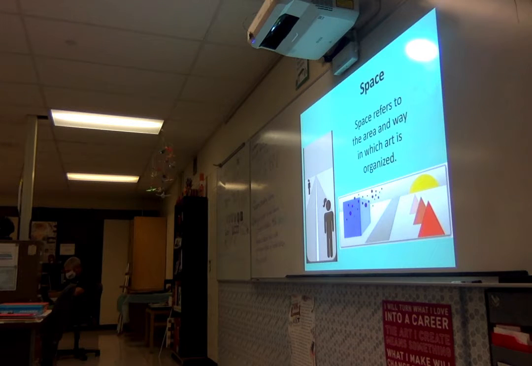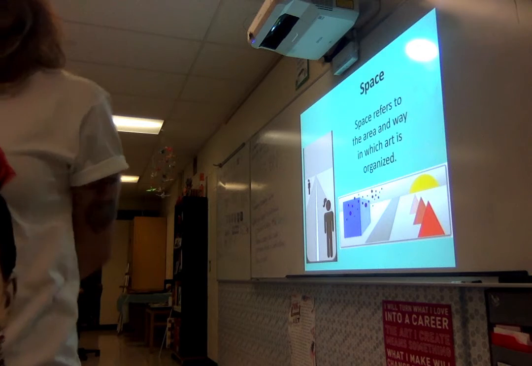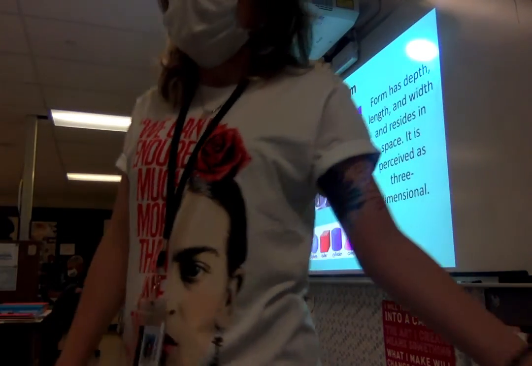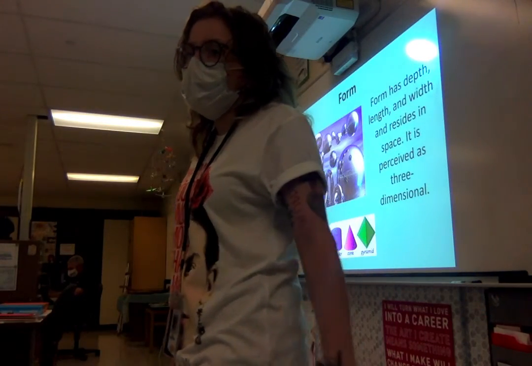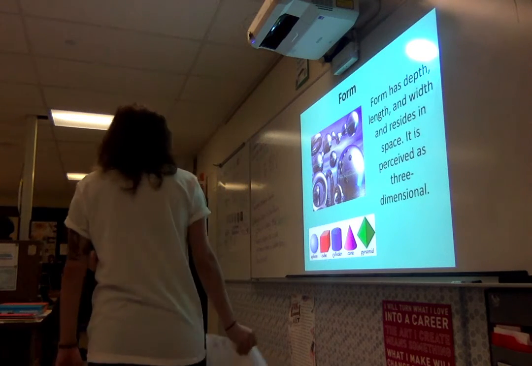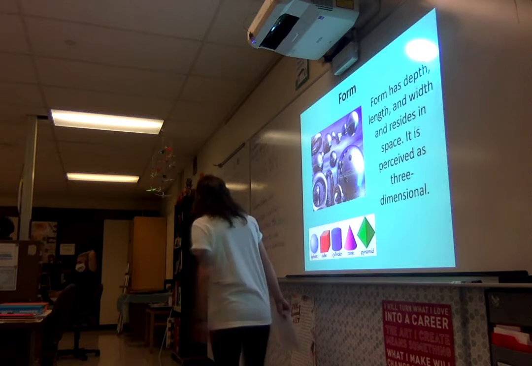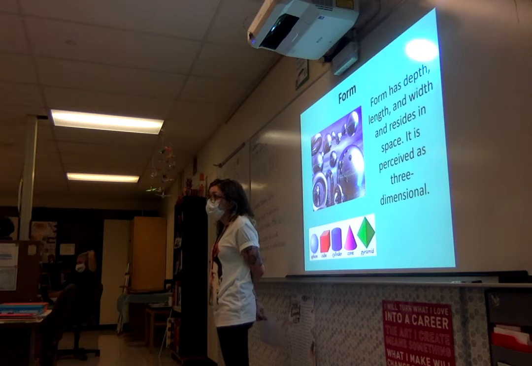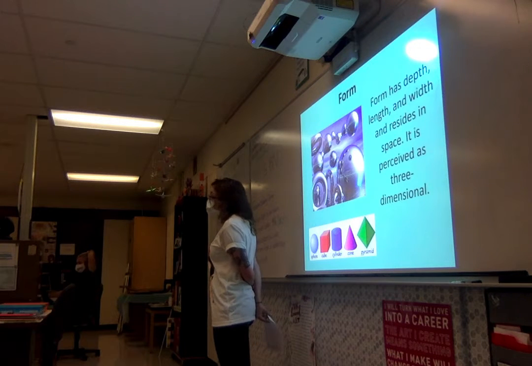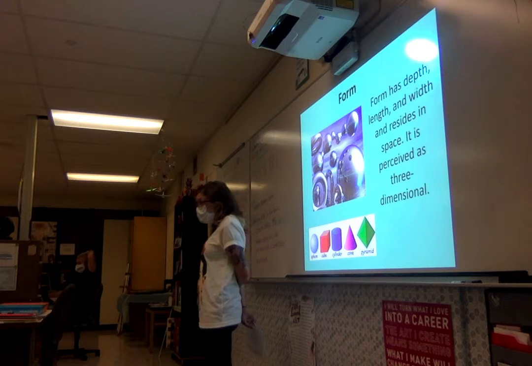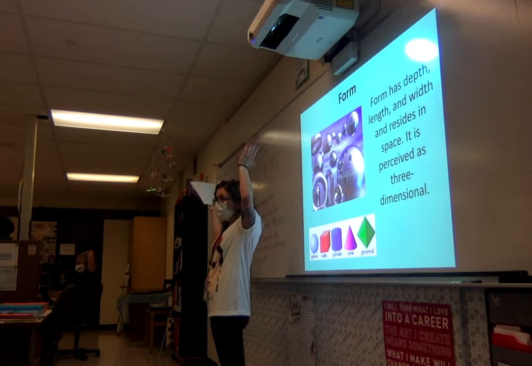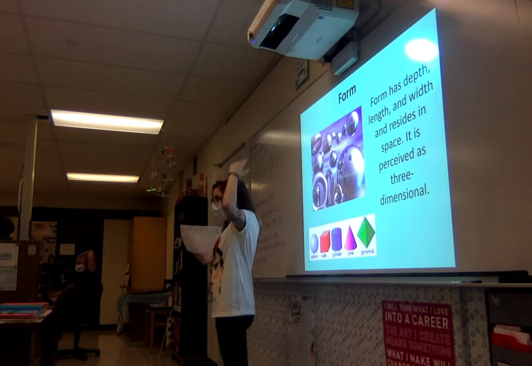On the list, we have form. So when we talk about form, it has depth, length, and width, and resides in space. It is three-dimensional. So if a square is a shape, its form is a cube. If a circle is a shape, a sphere is a form. If a triangle is a shape, what's the form? Pyramid. Thank you.